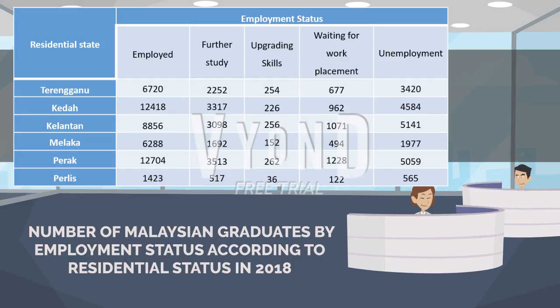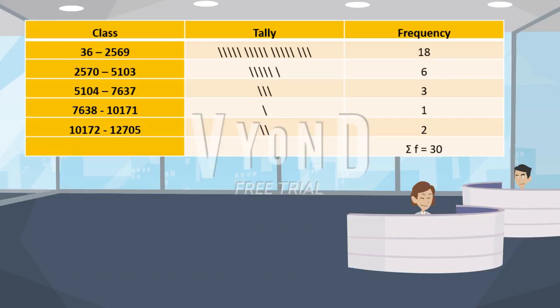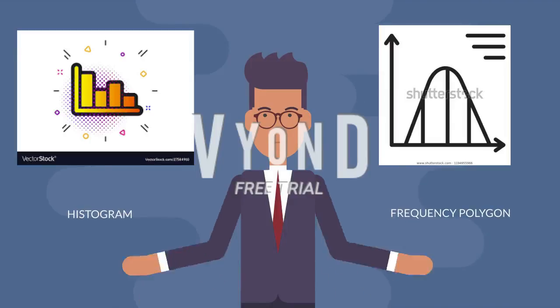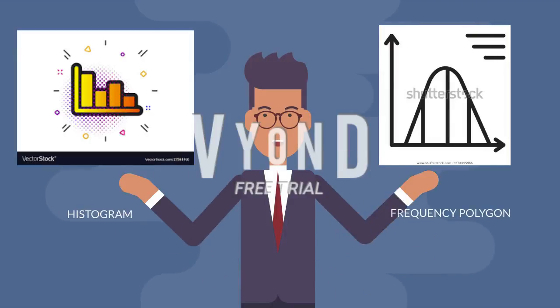Number of Malaysian graduates by employment status according to residential state in 2018. Here is the table after constructing a frequency distribution. Our group wants to present the graphical method for the number of Malaysian graduates by employment status according to residential state in 2018. We chose two types of graph: histogram and frequency polygon.